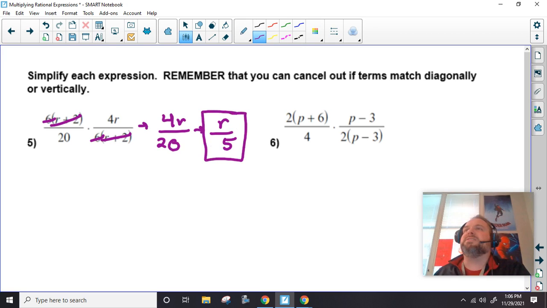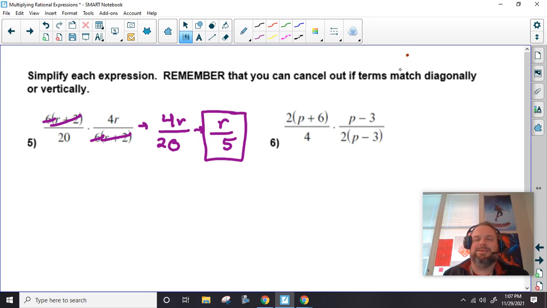Yeah, or cross canceling. A lot of people would do the cross canceling thing. I don't like to do that with the binomials. It gets really messy.